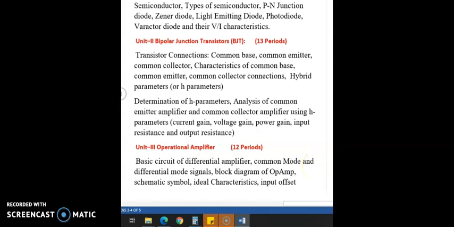Now let us turn towards the fourth unit, that is sinusoidal oscillators. What is meant by oscillator? What is meant by feedback? What type of feedback will be required here, either positive or negative? What is meant by positive feedback? What is meant by negative feedback? All these concepts are included in this syllabus.